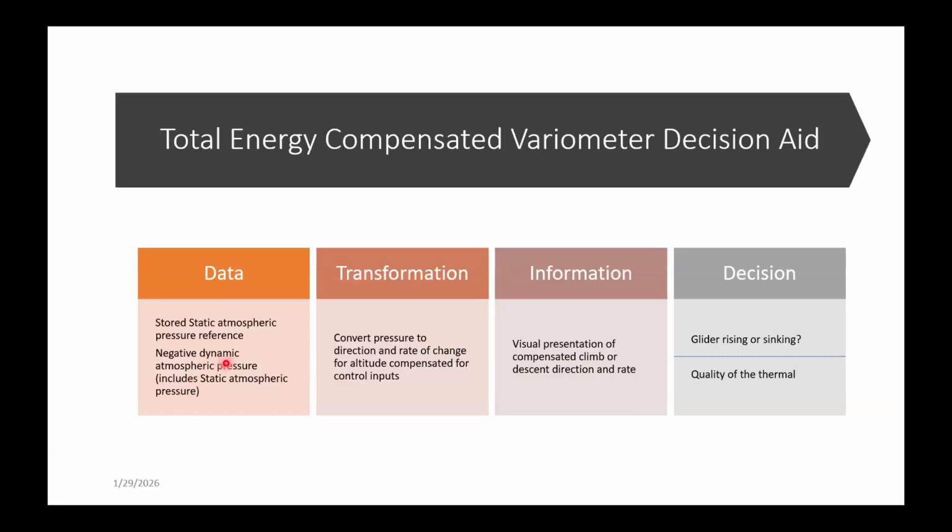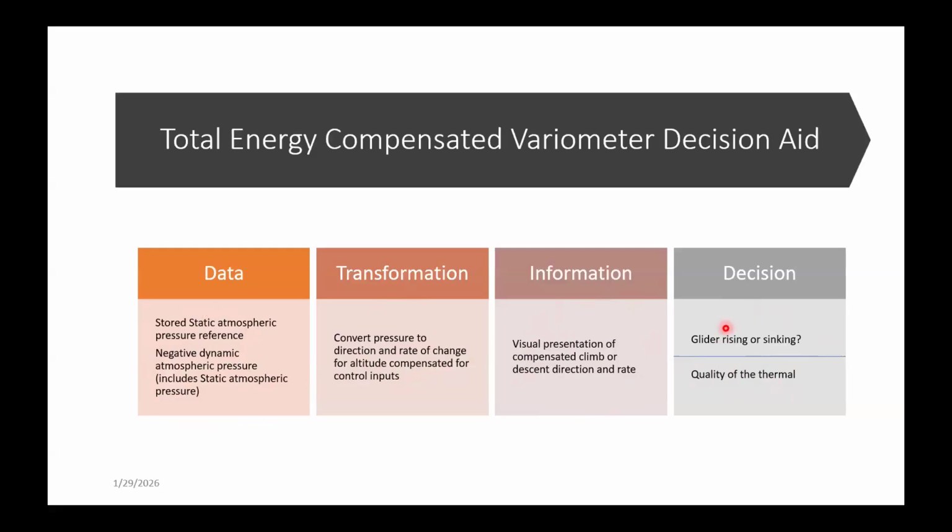So we start with the stored pressure reference, negative dynamic pressure, convert those so that we get direction and rate of change, get a visual representation, and now we're looking at it, is it rising or sinking? And if we're slow enough, we slowed it down now and we're thermaling, what's the quality of the thermal?